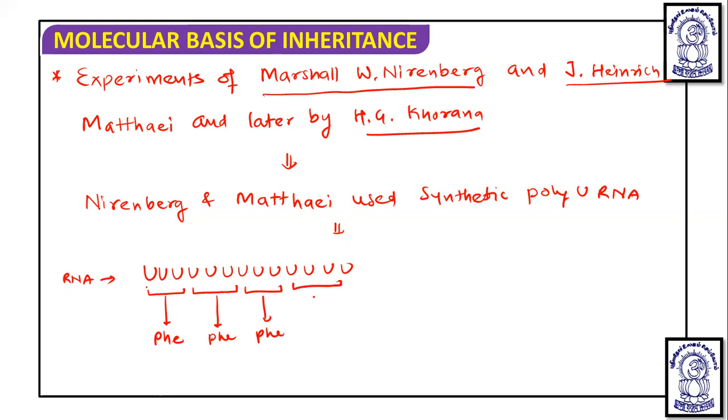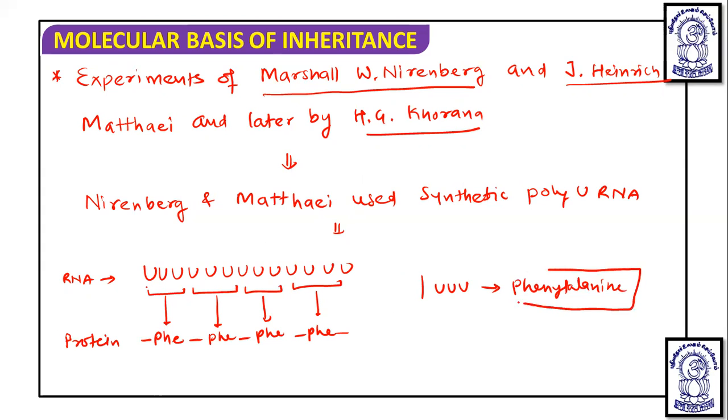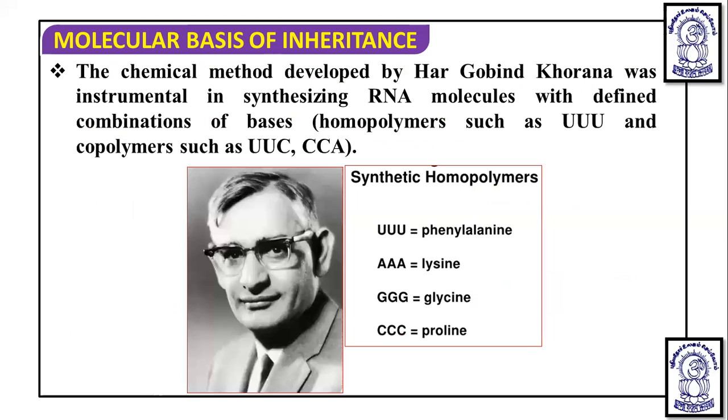So if we give only UUU to our ribosome, and only a phenylalanine chain is synthesized in the polypeptide or protein, then obviously UUU codes for phenylalanine. Similarly, if in a test tube I give an enzyme and only cytosine, it will form a poly-C RNA, and this poly-C RNA will code for something, and obviously we know that it is coding for proline.